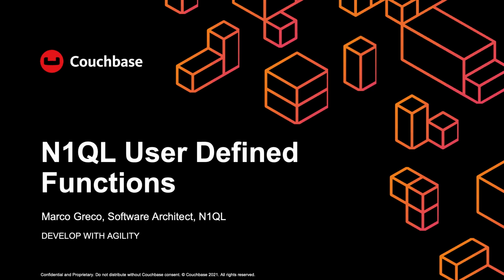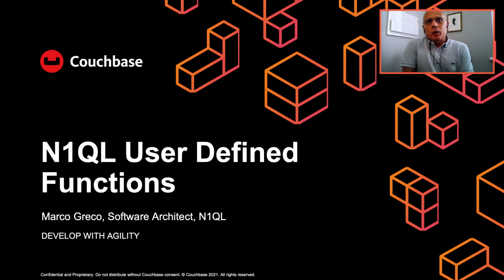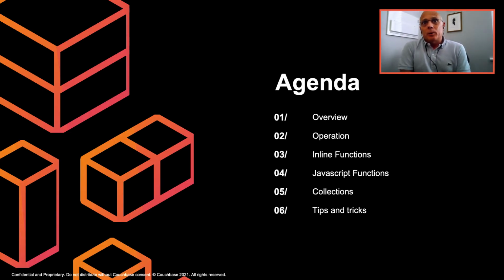I'm a software architect for the Nickel team, and today I'm going to be talking about user-defined functions in Nickel. What we're going to cover is a quick overview of the feature, and then the general operation, and then we're going to touch on two different languages that we support. The interaction with collections, which is the big feature in 7.0, and then a few tips and tricks on debugging and other stuff. So let's get right down to it.